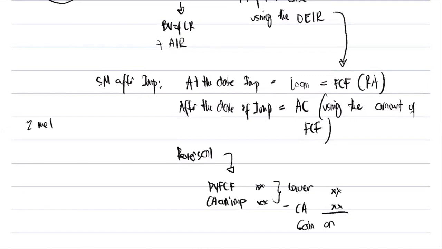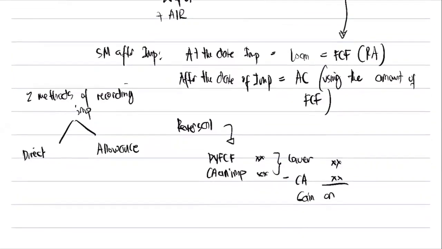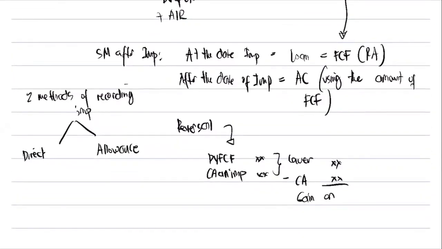And we said there are two methods of recording impairment. And what are those methods? We have your direct and we have your allowance. So at the date of impairment, how do we record your direct? To record your direct, we debit impairment loss, we credit loan receivable, and then accrued interest receivable. While for your allowance, we debit impairment loss, credit allowance for impairment loss, and accrued interest receivable.